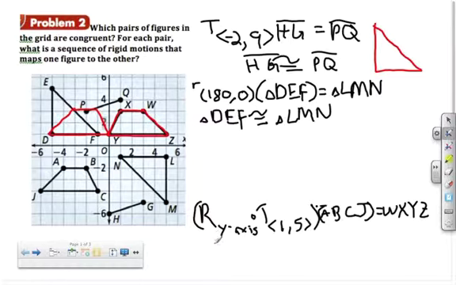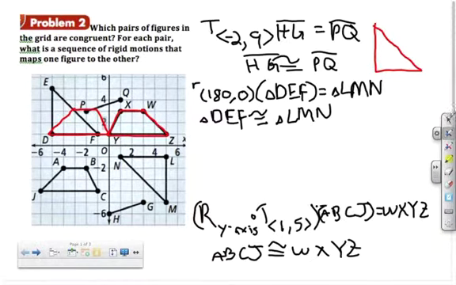And because I could do this series of congruence transformations to A, B, C, J in order to get W, X, Y, Z, that means that A, B, C, J is congruent to W, X, Y, Z.